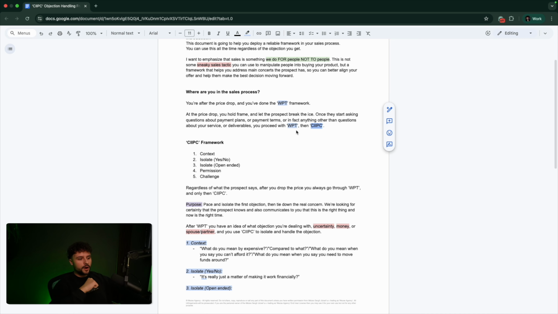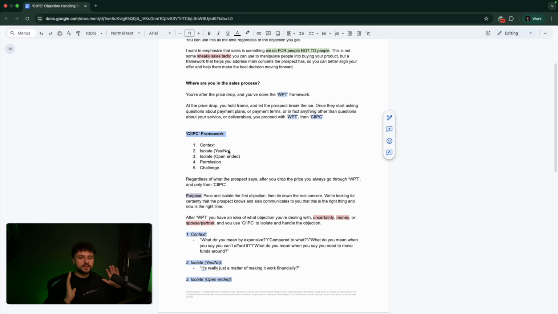So again, from WPT, we got the objection. We got through the smoke screen. With CIIPC, we're actually sliding into handling that objection, but we first want to tie down that first objection. So in WPT, we got an idea whether it's like, financial uncertainty or spouse partner. And so with CIIPC, we're actually handling that and tying that down so that we can only focus on one specific objection at a time.